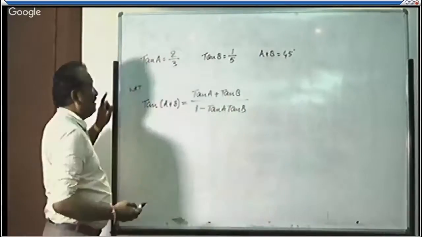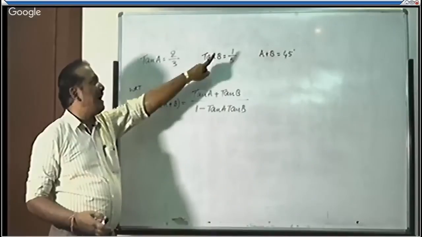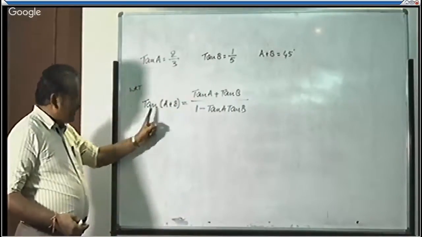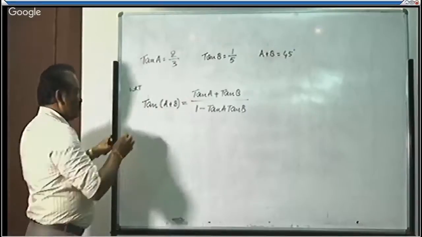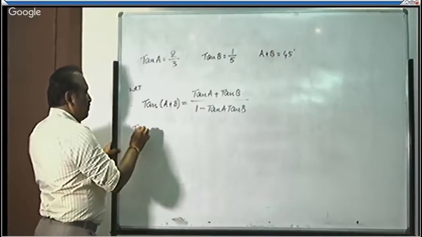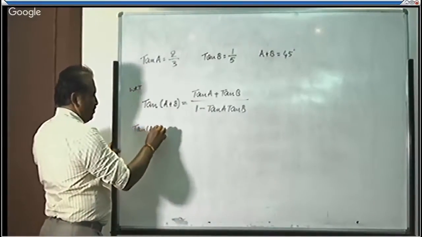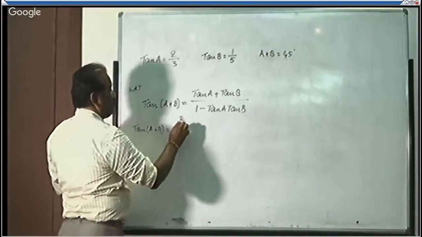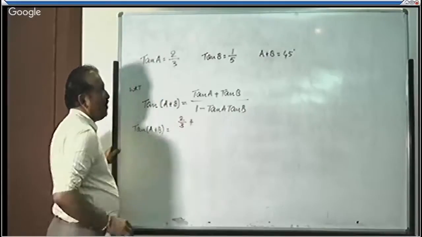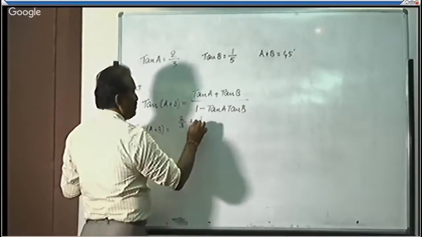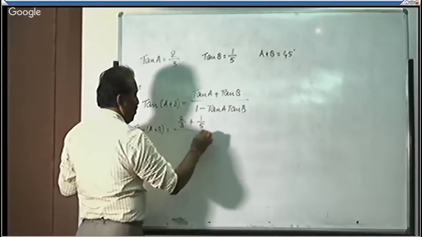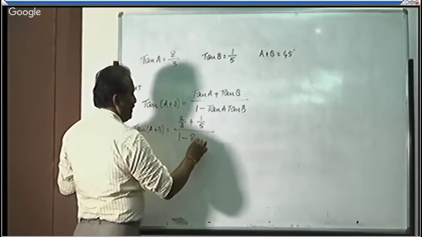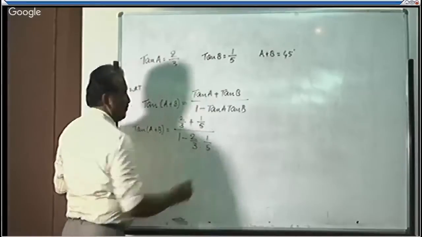What is given? Tan A is equal to 2 by 3 and tan B is equal to 1 by 5. We know that tan of A plus B is equal to tan A plus tan B, whole divided by 1 minus tan A tan B. So tan of A plus B is equal to 2 by 3 plus 1 by 5, whole divided by 1 minus 2 by 3 into 1 by 5.